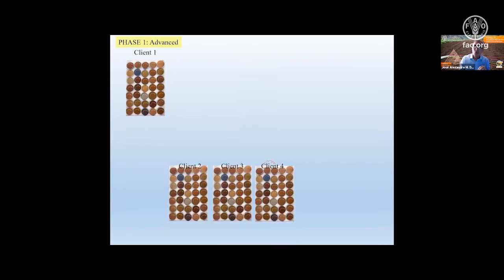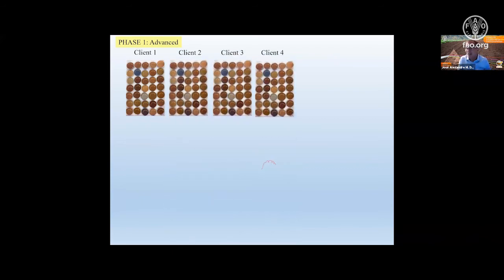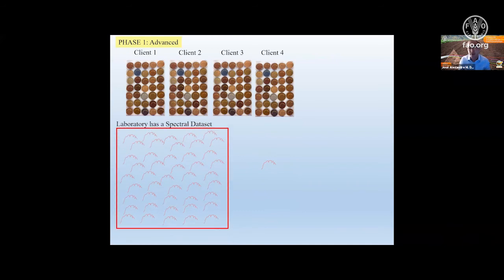Another sequence that I wanted to show, this would be the first part for those of you who are starting. You have to start to make the data. This is an advanced part. Imagine that you already have a lot of clients and all clients send samples to you, and now you have a lot of spectra. So you have a laboratory database. Now it's a bit different. Now you can use another strategy.